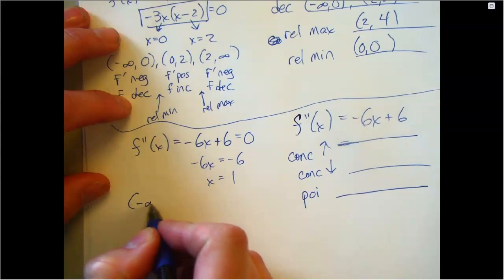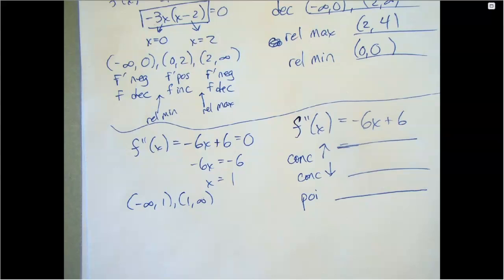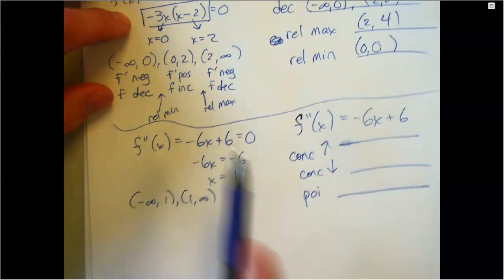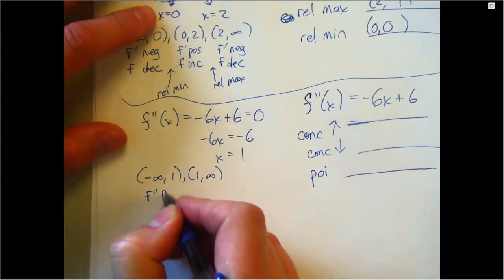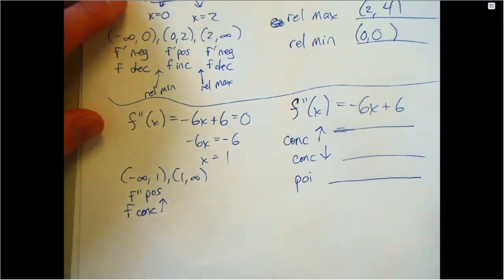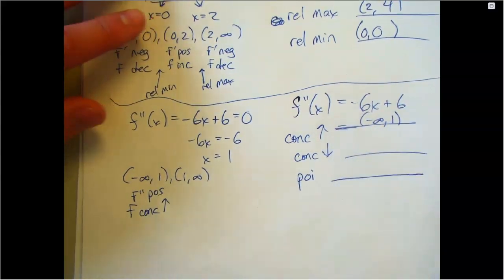So we'll go from negative infinity to negative 1, and negative 1 to infinity. And you plug back into where you're working. Since I'm on the second derivative, I plug back into that second derivative level. And that's going to tell me concavity. Second derivative is always concavity. So if I plug in like 0, -6 times 0 plus 6, this would mean f double prime is positive. F is going to be concave up.